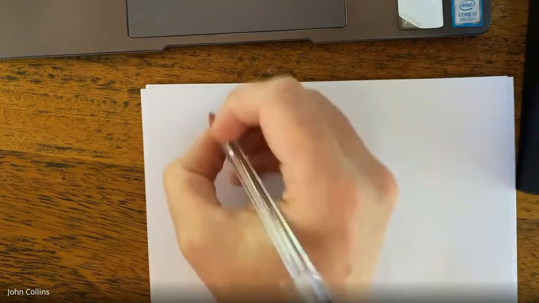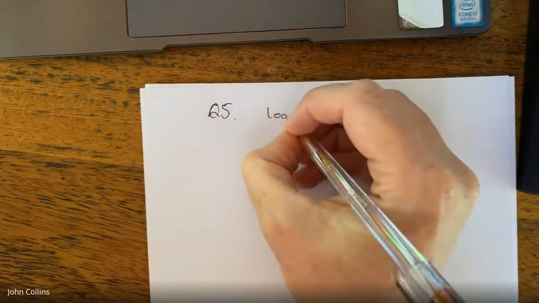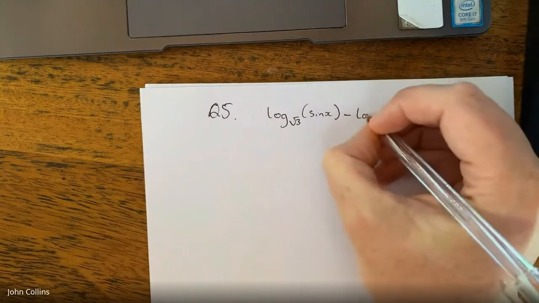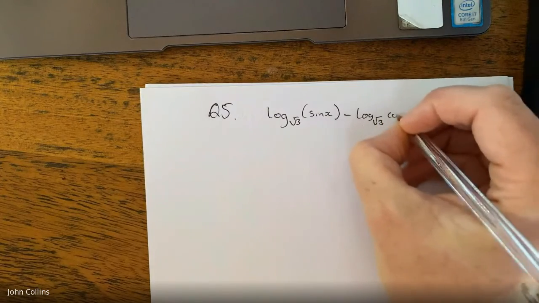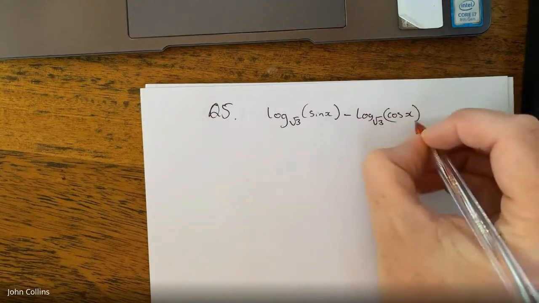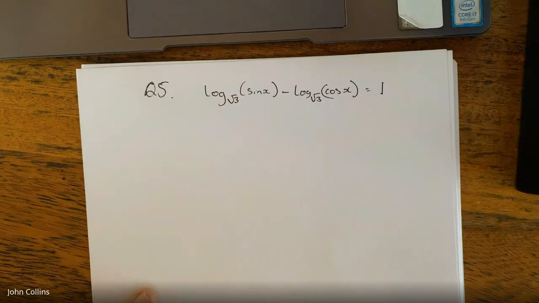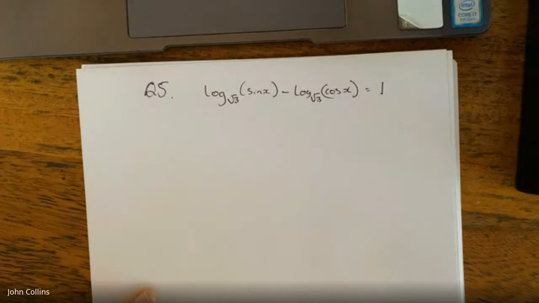A tricky type of logs question. Question 5 is another tricky type of log question, which had log root 3 to the sine x minus log root 3 to the cos x, and that's going to equal 1. Mari, are you there? Yes. What would be your first step here? Any ideas what you might try?